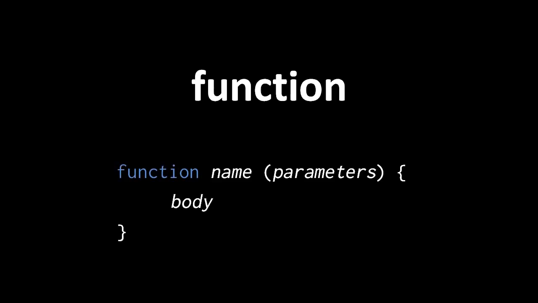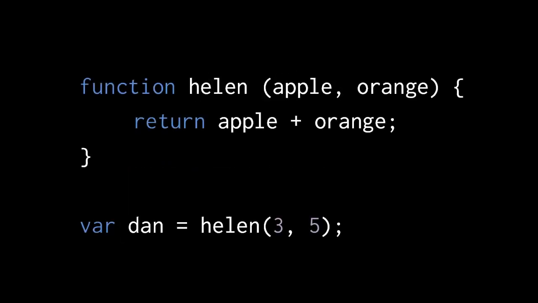A function in JavaScript can be created with a function statement, which begins with the reserved word function, followed by the name of the function, then a comma-separated list of parameters in parentheses, and then a body enclosed in curly braces. What you see here is the most common formatting style, but again, JavaScript's freeform syntax allows for many formatting variations. So here we create a function with the name Helen, give it two parameters, apple and orange, and have it simply return the sum of the two parameters.